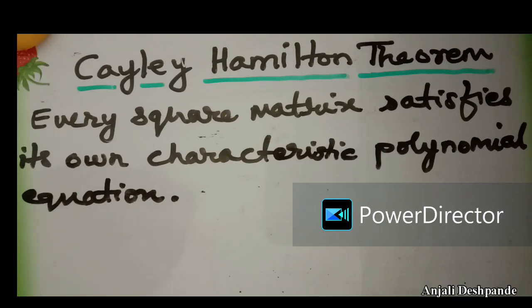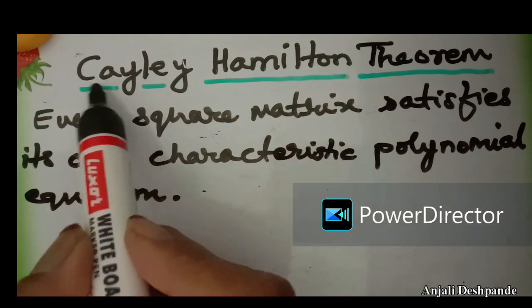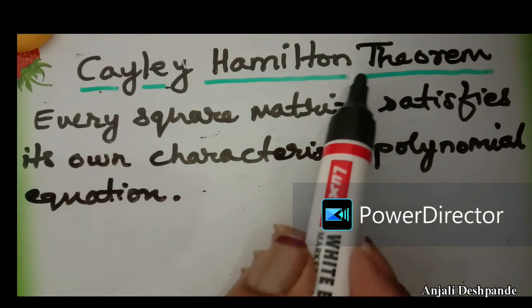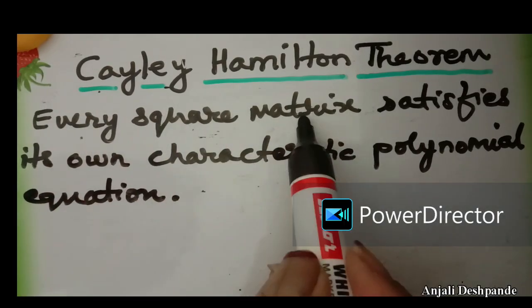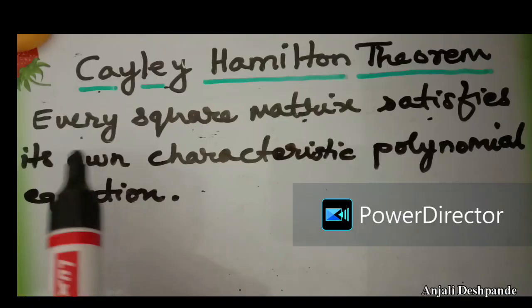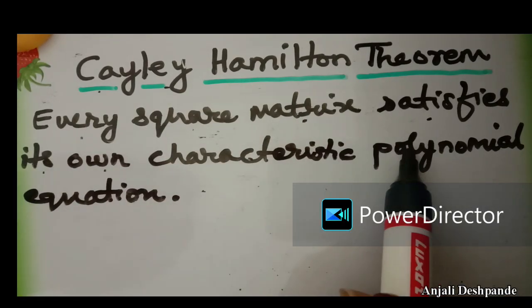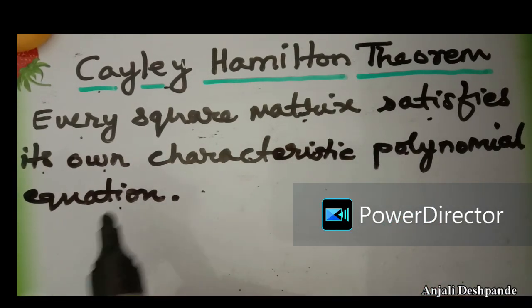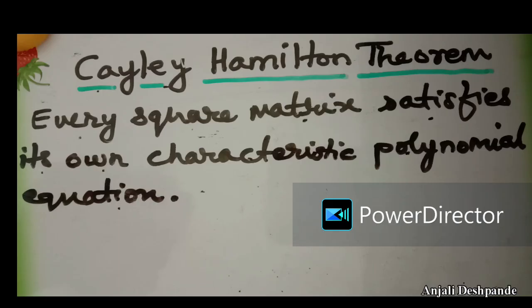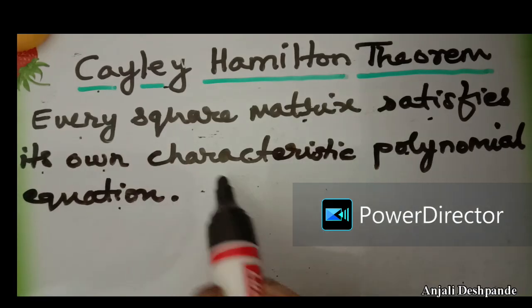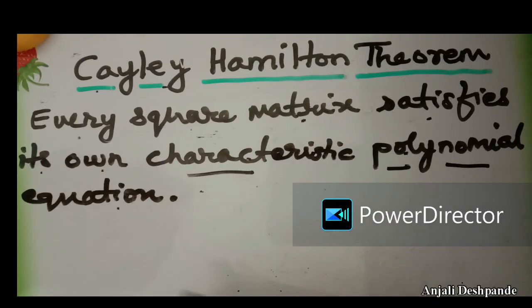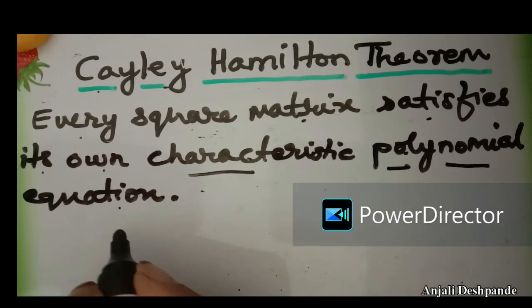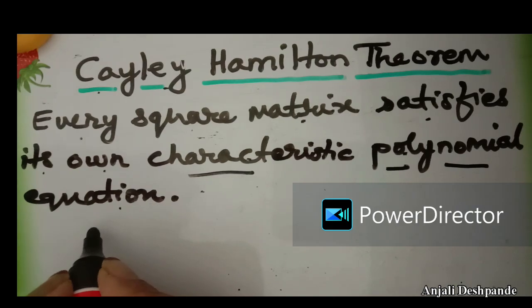Everyone. So today we are going to talk about the Cayley Hamilton theorem. The theorem states that every square matrix satisfies its own characteristic polynomial equation. Now basically we have to first understand what the characteristic polynomial is. The characteristic polynomial is associated with the determinant of the matrix and the eigenvalues.